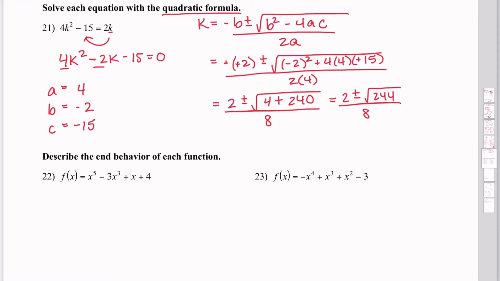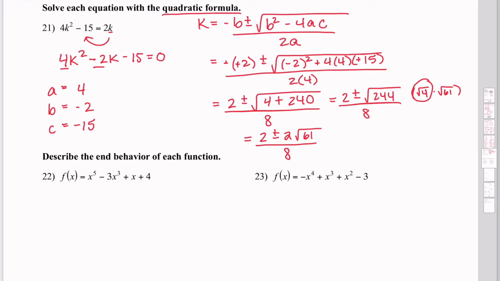244 has factors of 4 and 61. So let's just keep that in mind. And if we separate them into each radical, we can see that the square root of 4 is just 2. So we will rewrite it to incorporate that 2. So 2 on the outside. We're going to leave the 61 on the inside, all over 8.